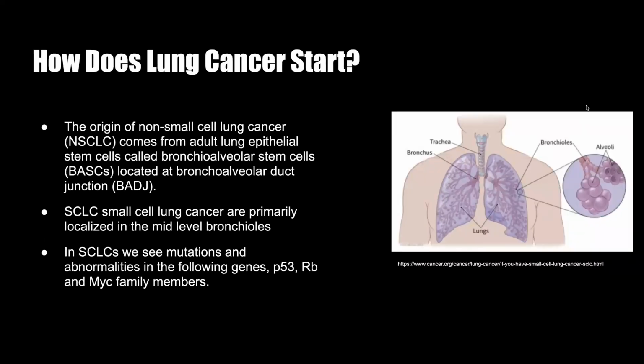How does lung cancer start? The origin of non-small cell lung cancer, NSCLC, comes from adult lung epithelial stem cells called bronchoalveolar stem cells, BASC, located at the bronchial alveolar duct junction, BADJ. SCLC, small cell lung cancer, is primarily localized in the mid-level bronchioles. In NSCLC, we see mutations and abnormalities in the following genes: P53, RB, and MYC family members.